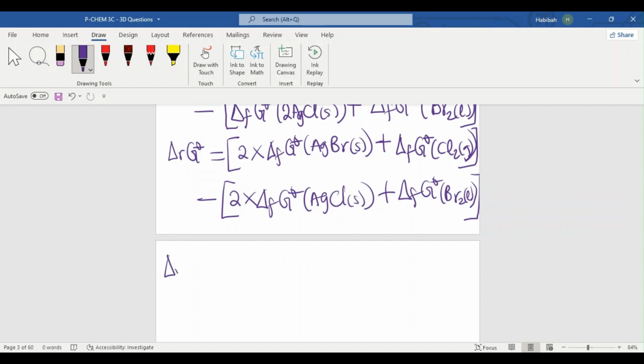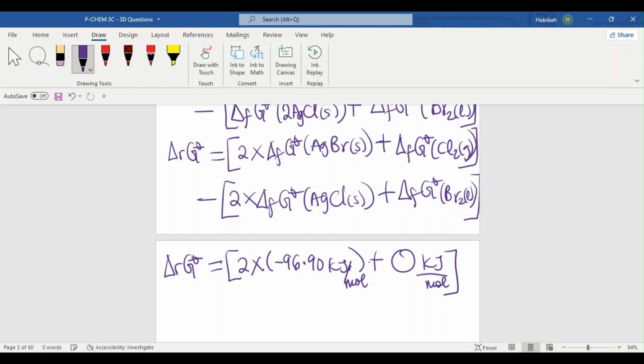So the Gibbs energy of reaction would just be us substituting. So 2 times the Gibbs energy of formation for AgBr. Looking at the resource section, we have negative 96.90 kilojoule per mole, plus the Gibbs energy of formation for chlorine gas, which is simply 0 kilojoule per mole. So we're done with the product side.